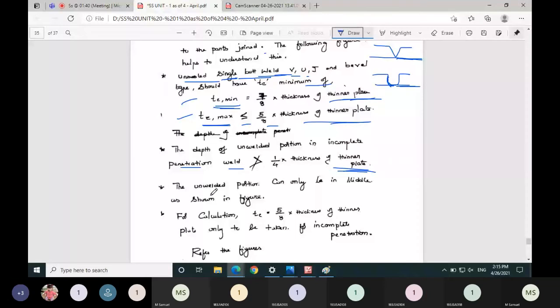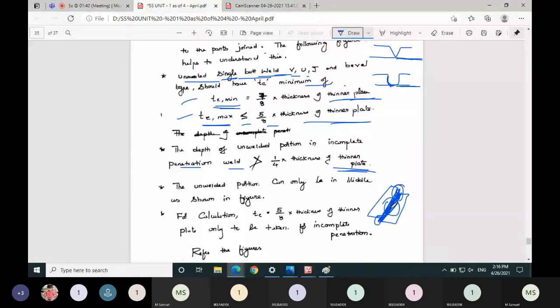And next, the unwelded portion can only lie in the middle. Of course, I have already shown in the figure, the unwelded portion can only lie in the middle. See, if two plates are being joined through a butt weld, the unwelded portion should be at the middle only. It cannot be at the edges. Edges have to be welded in case of butt weld. So from here, it is not necessary to weld all of it. As per design, if you want to save material and only the edges are sufficient, welding at the edges is enough.